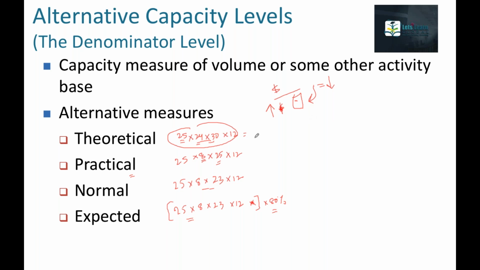Are you getting me? Say, for example, $800,000 is the total amount of budgeted overheads, and the budgeted denominator level will be 25 into 24 into 30 into 12. So it is 216,000. Per labor hour, it is going to be 800,000 divided by 216,000, which will give you 3.7.